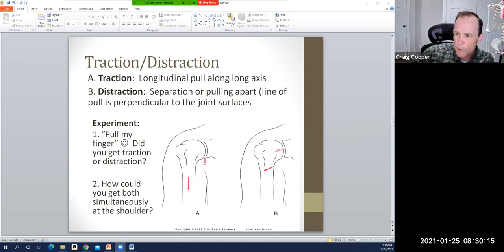With the shoulder, we have a little different way that we apply the terms traction and distraction. This picture is just pulling that arm straight down.